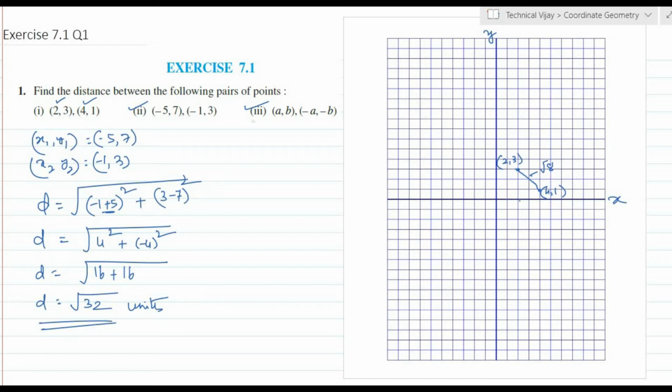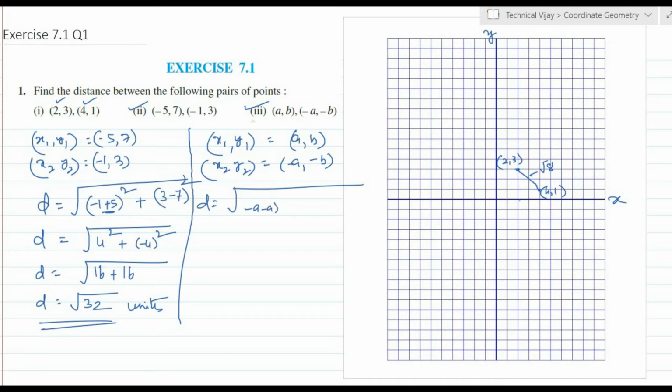Here in the third one, he has given x1, y1 is equal to a comma b. So the x1 value is a, and the y1 value is b. So x2, y2 is equal to minus a comma minus b. So the distance is equal to the square root of minus a minus a, plus minus b minus b squared. So d is equal to minus 2a squared plus minus 2b squared.